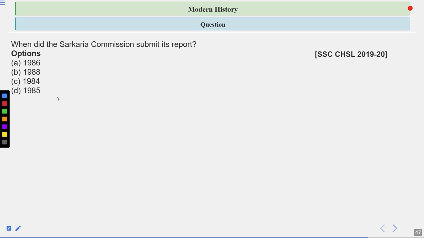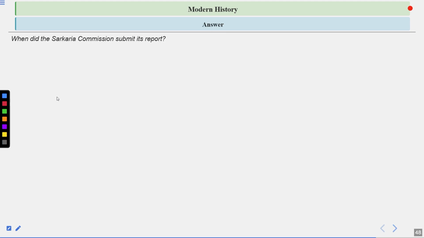Next question is, when did the Sarkaria Commission submit its report? Options are 1986, 1988, 1984, 1985. To answer, 10 seconds are there. Time starts now. Time's up. The correct answer is B. 1988. Solution.